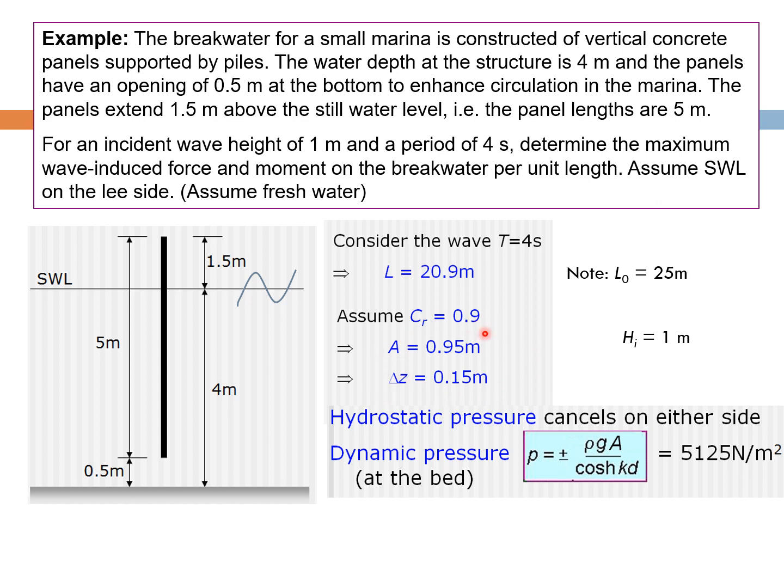Using all this information, we are now ready to substitute into the equation, taking note that because the vertical breakwater is exposed to the sea on both sides, the hydrostatic component of the pressure cancels out, and we are left with only the pressure term due to the dynamic wave. Calculating using this equation for a water depth of 4 meters, we get a total maximum pressure of this value at the toe level.